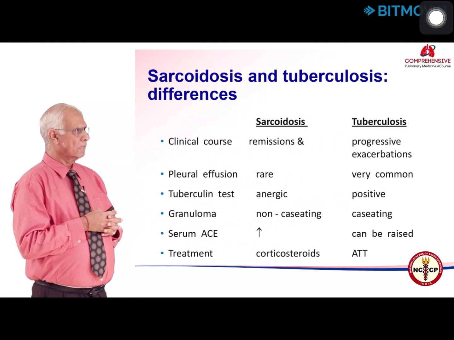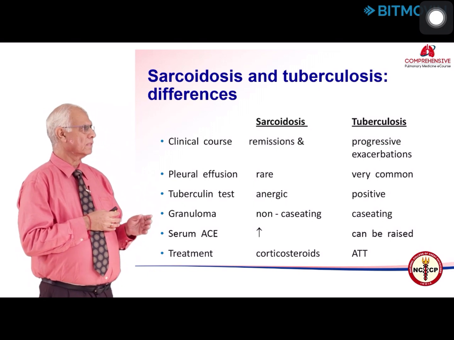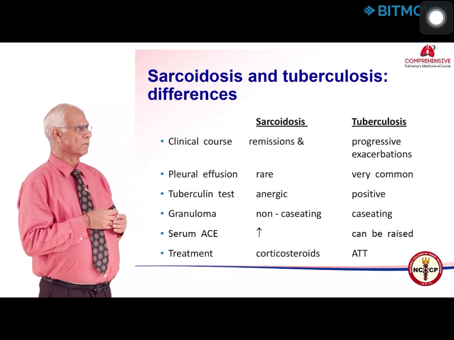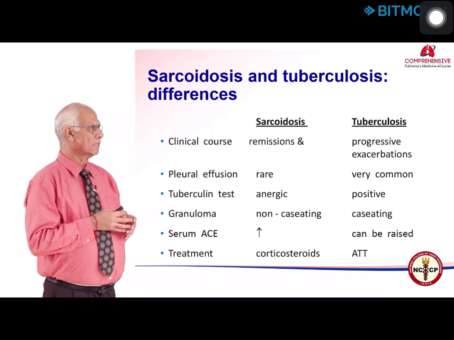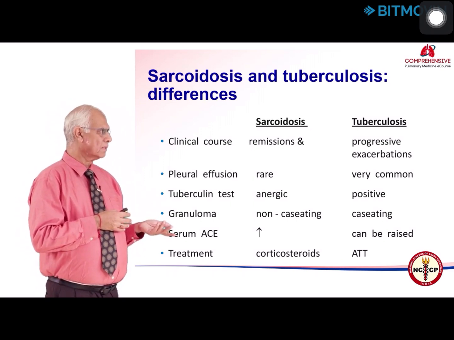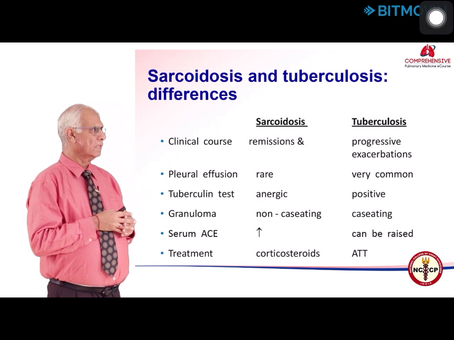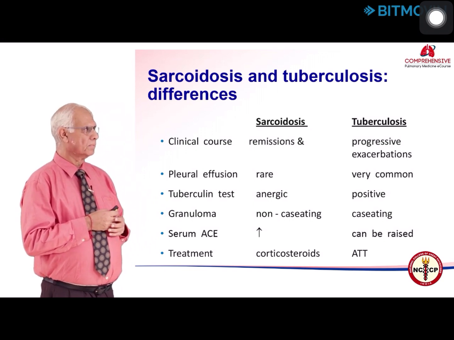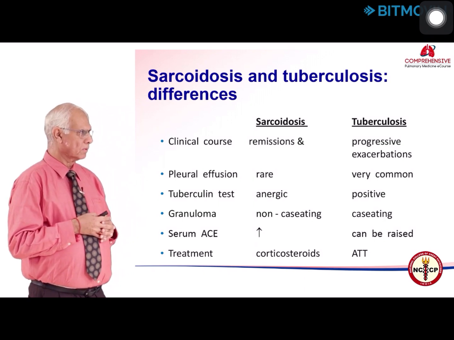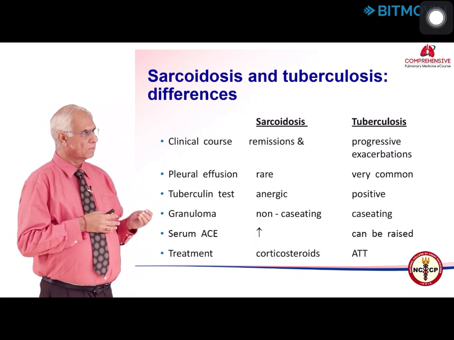The differences remain that in sarcoidosis there are remissions and exacerbations. Tuberculosis is a progressive disease. The pleura is very rarely involved in sarcoidosis, but very commonly involved in tuberculosis. The tuberculin test is anergic in sarcoidosis, but is positive in tuberculosis. The granulomas are mostly non-caseating, rarely caseating, in sarcoidosis, but are caseating in tuberculosis. The serum ACE levels are elevated in sarcoidosis and can be raised also in tuberculosis. Treatment for sarcoidosis is corticosteroids, and for tuberculosis is ATT.